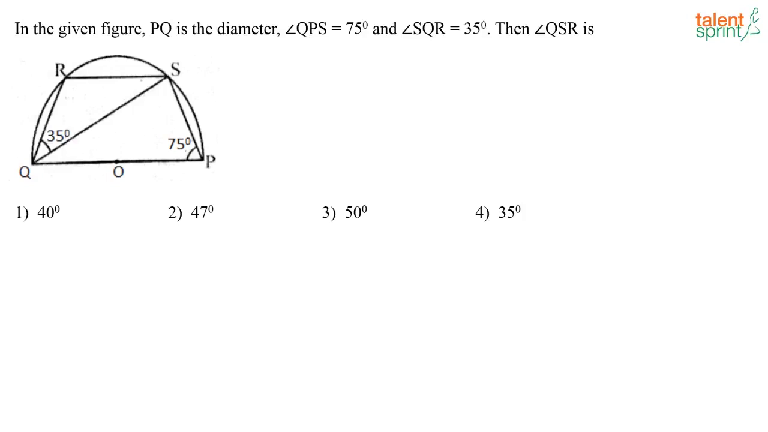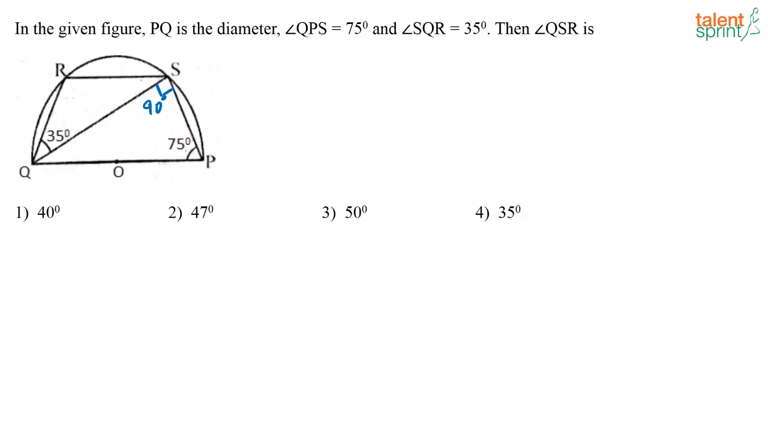So here if we look at angle QSP, this is an angle inscribed in a semicircle. So what is the measure of this angle? It has to be 90 degree. An angle in the semicircle is 90 degree, right? So this is 90 degree.